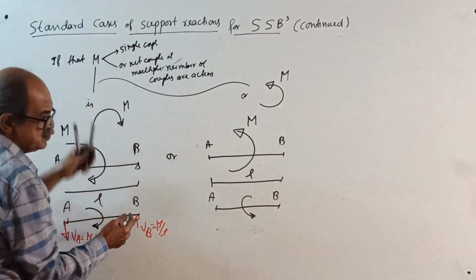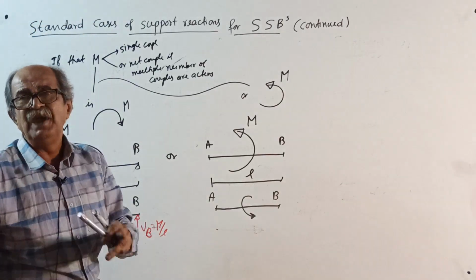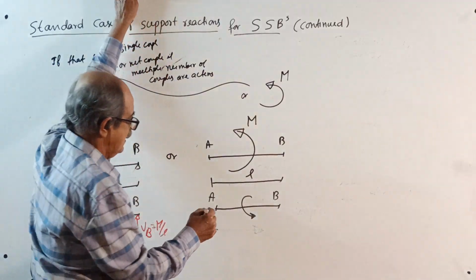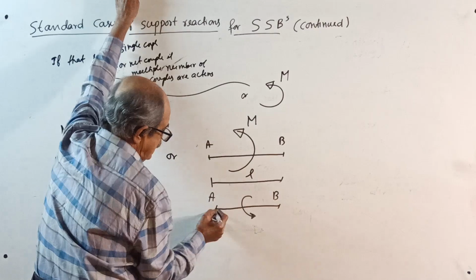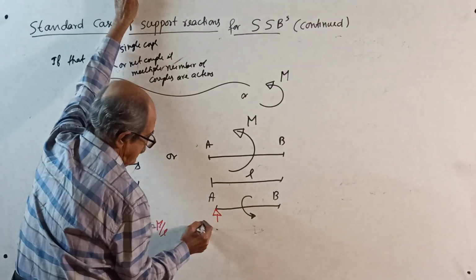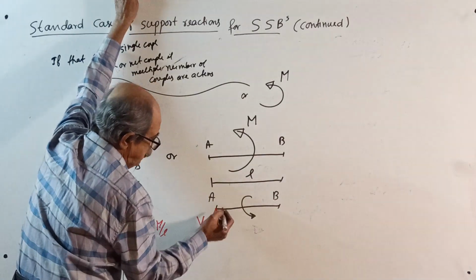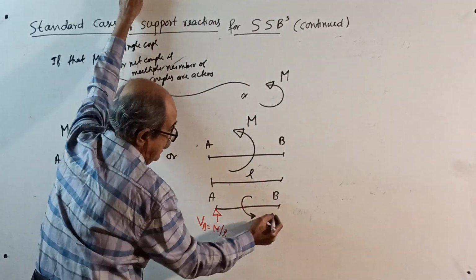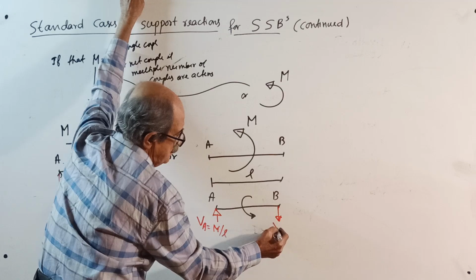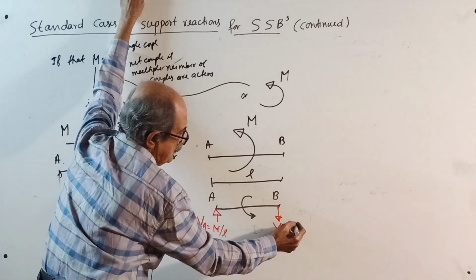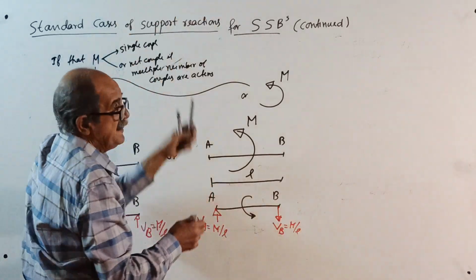I explained this so thoroughly earlier, maybe half an hour I took for this one. Here, if it is this way, then reaction VA will be upwards of M by L, and this reaction VB will be downwards of M by L. M is the net couple.